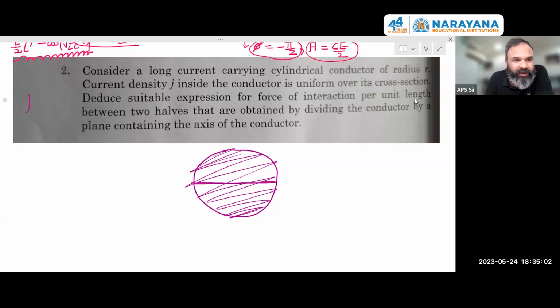Now J is given, like R is given. So obviously he's expecting me to write my answer in terms of mu naught, J and R. So these are my given parameters. And I need to report the expression for the force of interaction per unit length. So I'll just substitute that term finally.